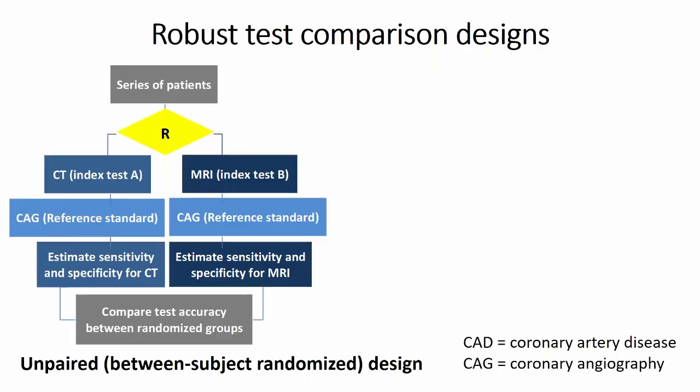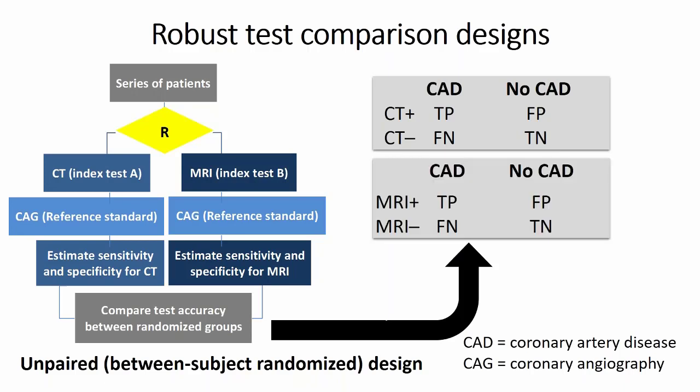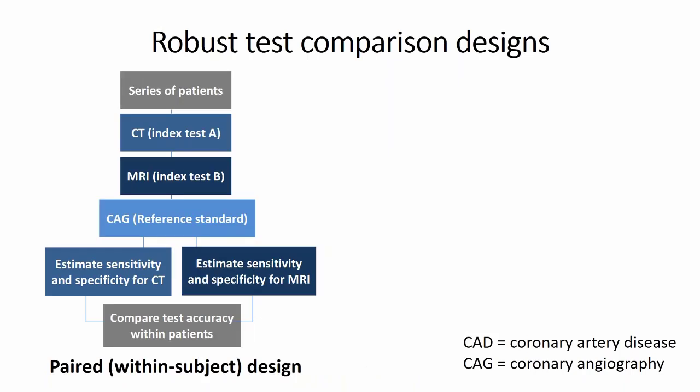And a randomized design might look like this comparison here of CT and MRI for coronary artery disease. Here, the reference standard is coronary angiography, and patients are randomized to receive either CT or MRI, but everybody gets the reference standard. And we can then make comparisons of test accuracy between randomized groups. And the results are presented in separate 2x2 tables for each test. So that's a table for CT and a table for MRI.